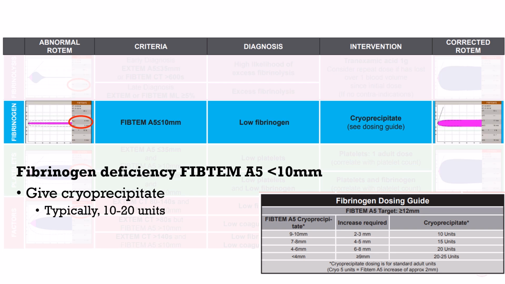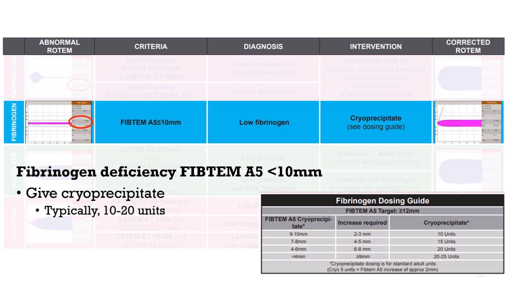Replace the fibrinogen. Where do we get fibrinogen from? We get it from cryoprecipitate. Like I said, in Australia, you can't just get straight fibrinogen, except for rare circumstances, so we give cryo. And just to remind you, 10 to 20 units is about standard.